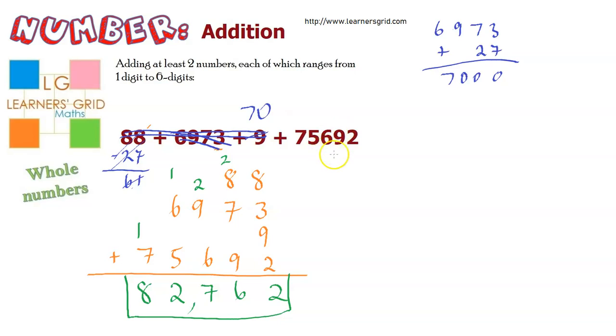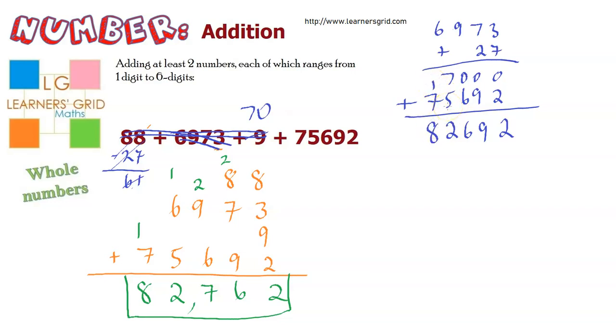And from here, really, I could decide to just do a column method from this point. So take 75,692 and add it to 7,000. So let's do that really quickly. So 2, 9, 6, 5, 7. So add all those digits up. So column method again. 0 plus 2 is 2. 0 plus 9 is 9. 0 plus 6 is 6. 7 plus 5 is 12. So the 2 there and the 1 gets carried, and that becomes that.